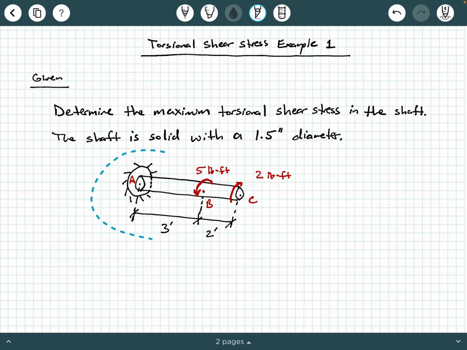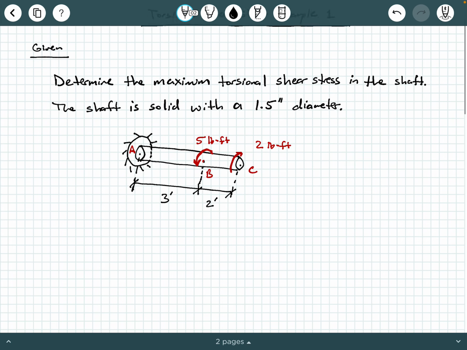So let's take a look at our 3D given figure here. This is supposed to be a 3D shaft where point A is fixed to some wall and point C is the free end. So this could be called like a cantilever shaft. So 3 feet away from point A, we have point B, and point B is supporting a 5 pound-foot torque moment. And then 2 feet past point B, we have point C supporting a 2 pound-foot torque moment. So this is our 3D view. All of this is given. So maybe pause the video and write this down.